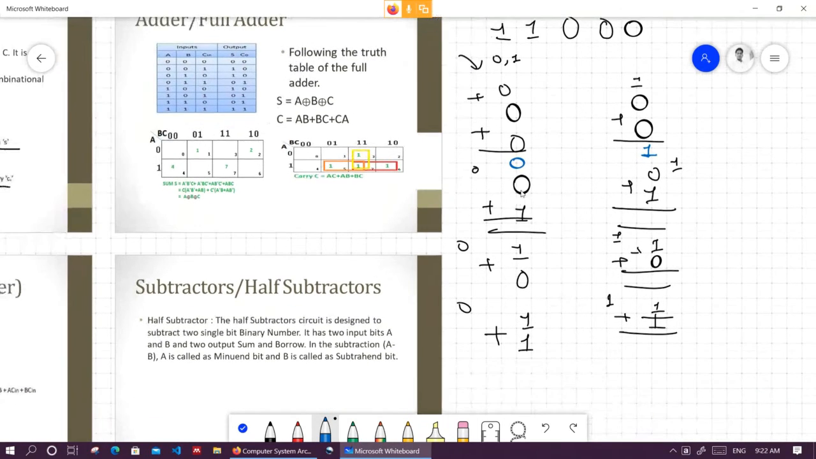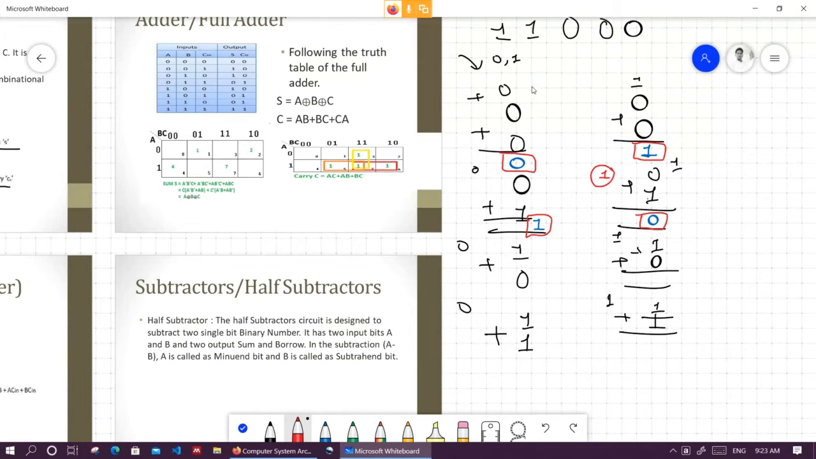Now 0 plus 1 will be 1, and 0 plus 1 plus 1 will be 1, and 1 carry out is generated. So let me change the color for carry out. So carry out will be in red. So this will be the carry out, in this case 1. This is the sum, this is the sum, and this is the carry out.